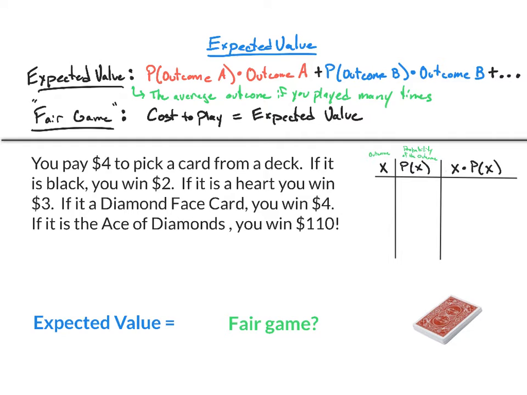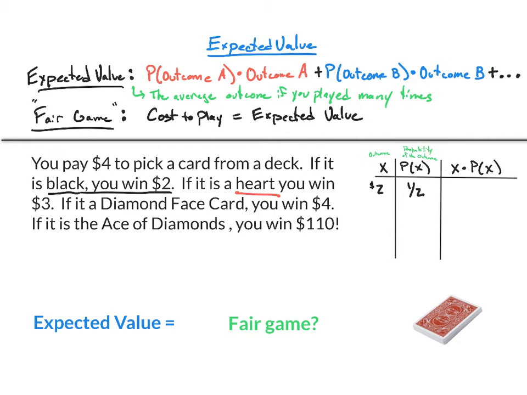So let's take a look at what that expected value would be. What we're going to start with is we list what the outcomes are. The outcomes are like what the value is. So if the card is black, you win $2. That's a $2 win. A black card would be either clubs or spades, so that's half the deck. So half the deck, you can win $2.